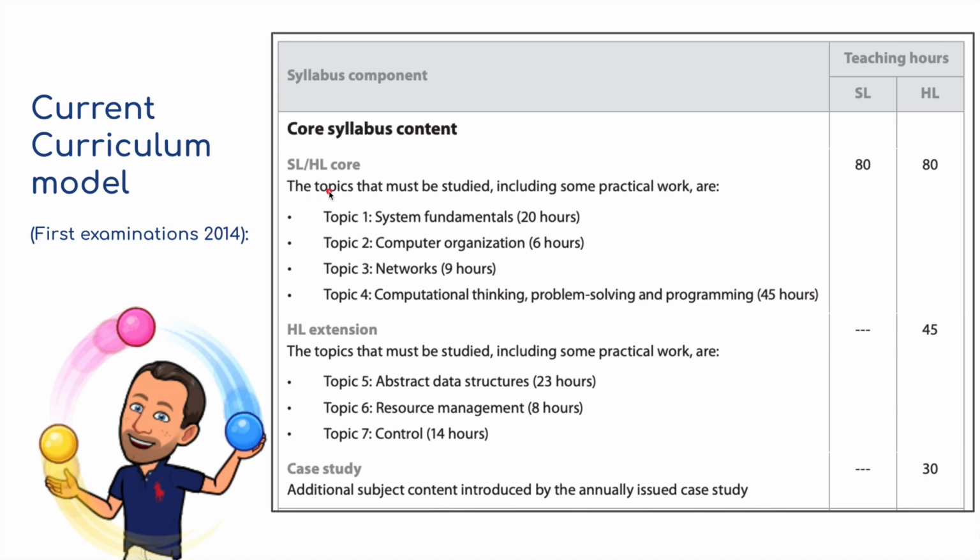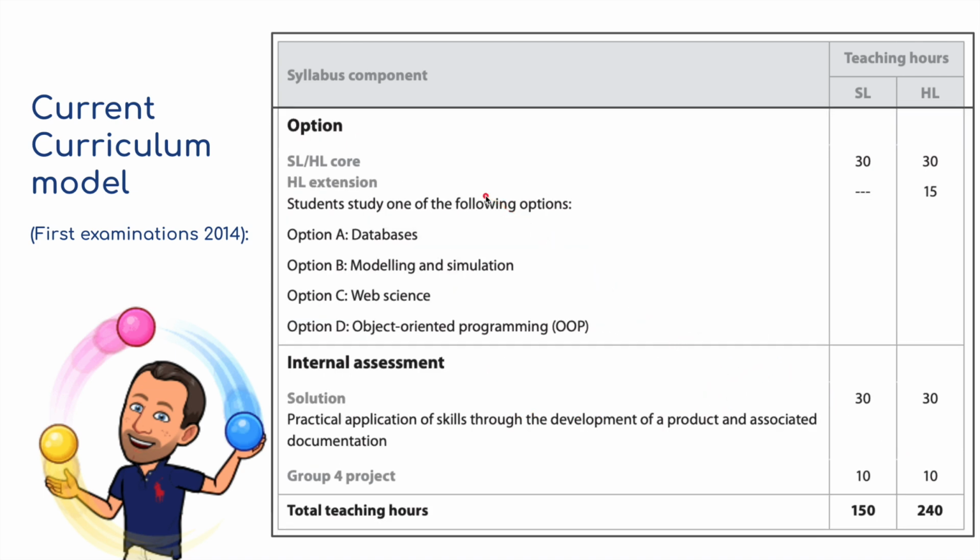But for now, the core components, standard level and higher level, we've got topic one, topic two, topic three, and topic four. Okay, and they're running for 80 hours. There's an extension for the higher level, which is topics five, six, and seven. And that's another 45 hours. And then we've got the case study, again for the higher level, which is 30 hours. Okay, option units, again, 30 hours for standard level. We've got databases, modeling and simulation, web science, object-oriented programming. 30 hours for standard level, and then 30 hours plus an additional 15 for higher level.